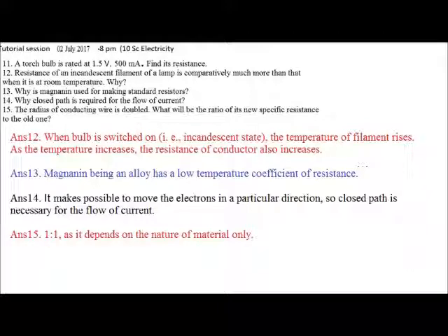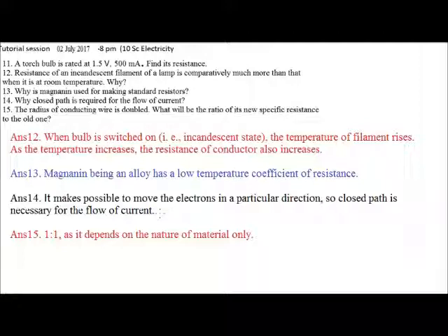Then question number 14. Why is a closed path required for the flow of current? So we have to have a closed path, as we understand in a circuit. So the answer is, it makes it possible to move the electrons in a particular direction. So a closed path is necessary for the flow of current. So you must have the path closed.